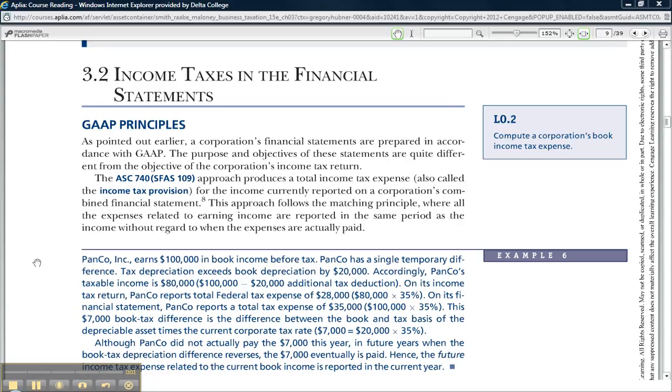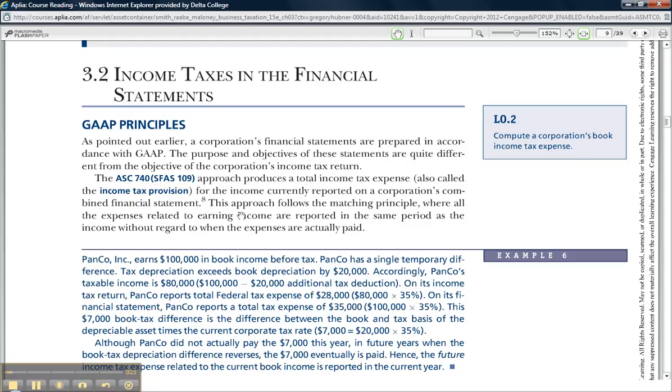Okay, let's look at the GAAP rules then for determining how much income tax needs to be reported in the financial statements every year. ASC 740 is the rule number that provides all of this information. It used to be called FAS 109. And collectively, the income tax number on a tax return on an income statement is called the income tax provision.